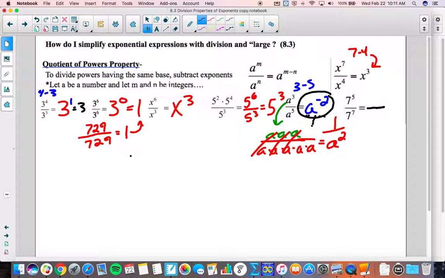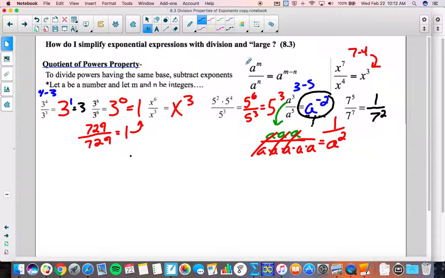Same thing over here. We'd have 5 7s on top and 7 7s on the bottom. 5 of them would cancel. It would leave 7 times 7 on the bottom, or 7 squared. On top, there's nothing, but because it's multiplication and division, we have to put a 1 there. So 1 divided by 7 squared.